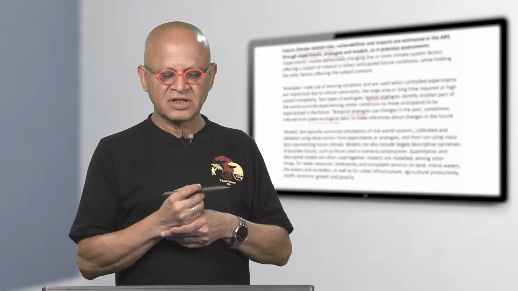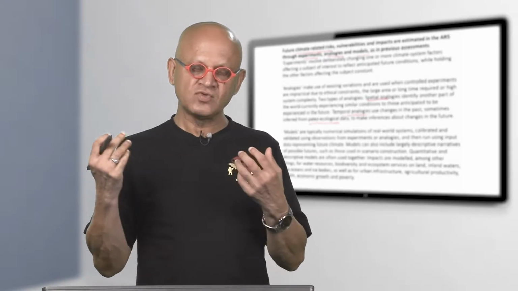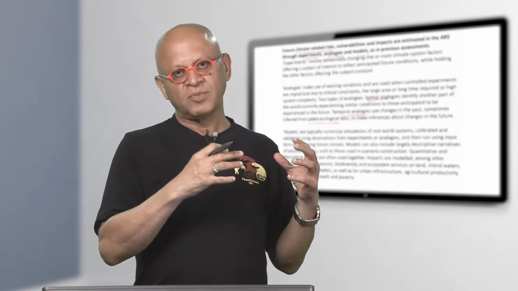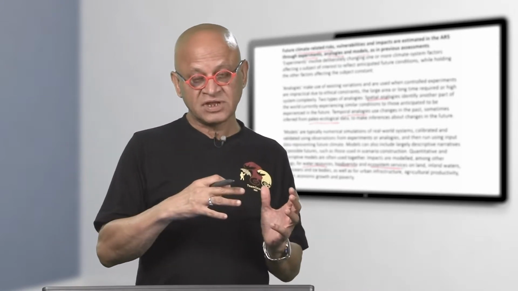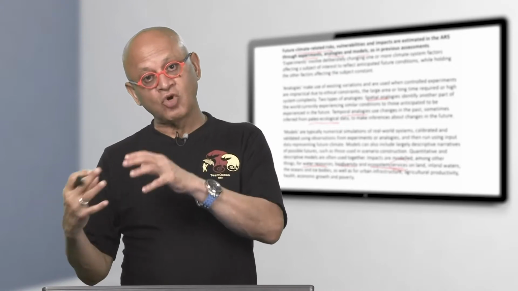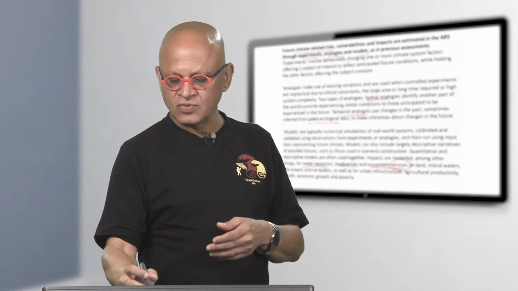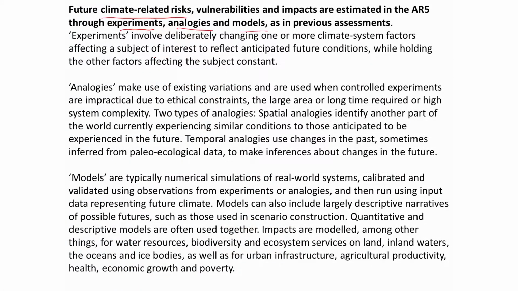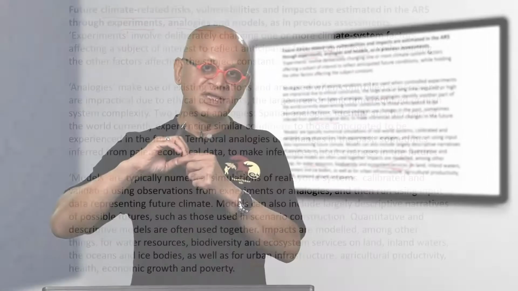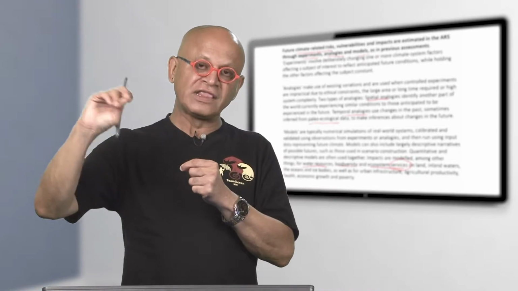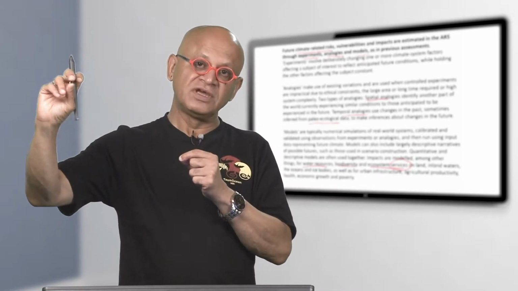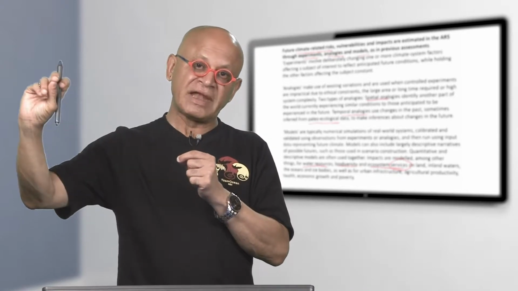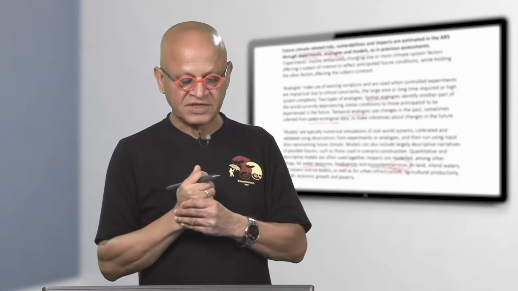So experiments are basically where you take the model and you say population will not grow, only emissions will grow, or vice versa, or we will grow more forests and so on. So some factors affecting a subject of interest are changed while other factors are held constant, so that you can extract the impact of one thing. Like if Amazon forest is completely removed, what happens? If all of Greenland ice melts, what happens? So those are the experiments.